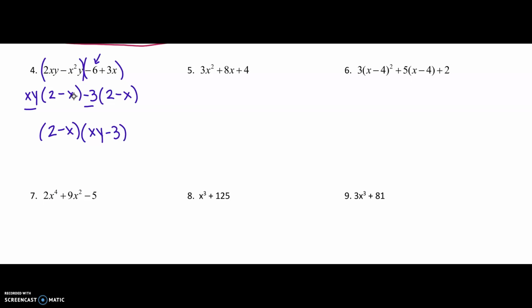Always check your factors at the end and make sure you don't have any GCF or difference of squares. And I do not have either of those things, so I have prime factors. That's my final answer.